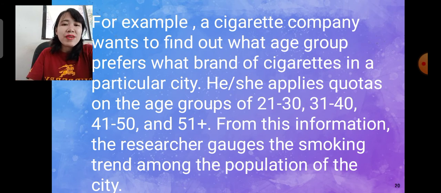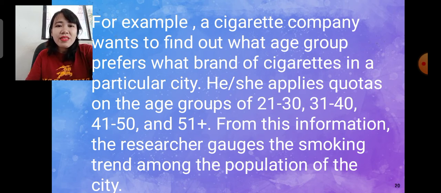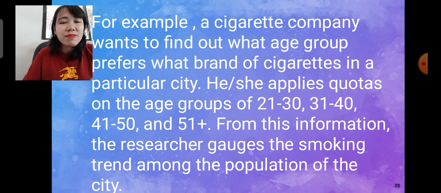So, from this information, the researchers gauged the smoking trend among the population of the city. So, meron kang particular na age. For example, between sa age 21 to 30, ito ang sinasabi. 31 to 40, ito naman ang sinasabi.